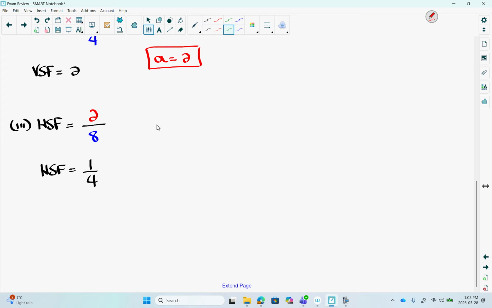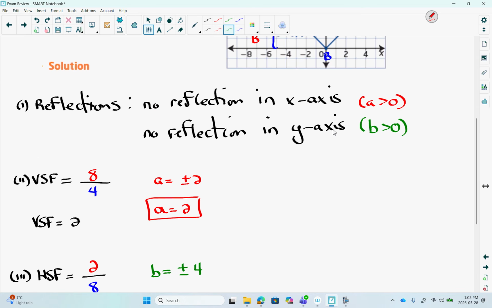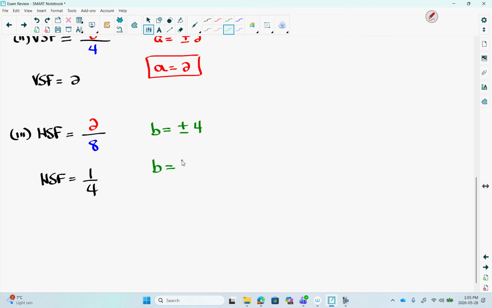That would mean that B, if my horizontal stretch factor is 1/4, what could B equal? Plus or minus 4. And which one is correct? If you look at this, no reflection in the y-axis, B has to be a what? Positive. So I should choose +4. Is everyone okay with that?